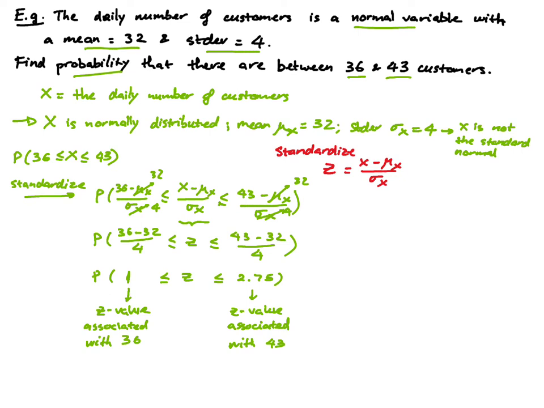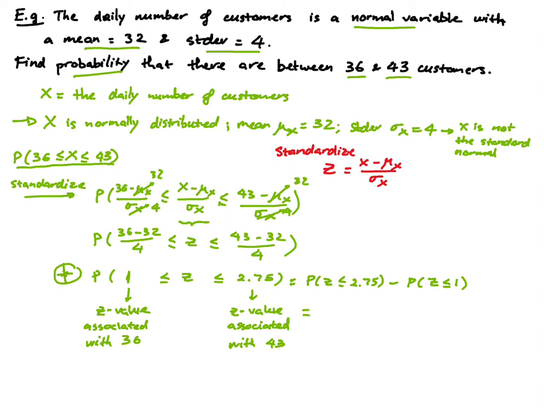Now, you have turned the problem from finding the probability that 36 is less than or equal to X less than or equal to 43 from up here to finding the probability that 1 is less than or equal to Z less than or equal to 2.75. We know what to do here, right? This is a second rule when it comes to the standard normal probabilities table. So this is going to be equal to the probability that Z is less than or equal to 2.75 minus the probability that Z is less than or equal to 1. And these are values that we can look up from the standard normal table.